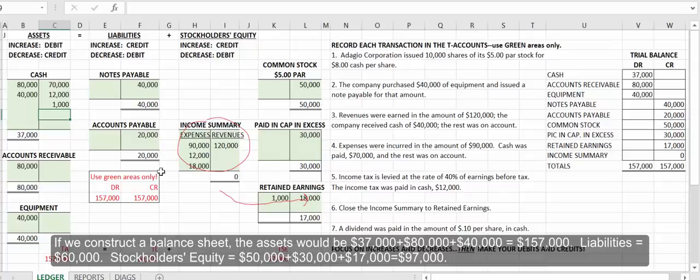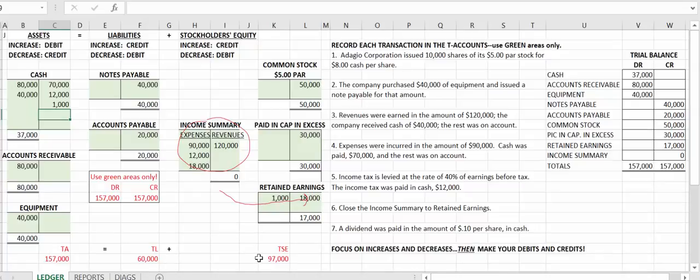Your notes payable and accounts payable add up to $60,000. And if you add the common stock, the paid-in capital in excess, plus the $17,000 of retained earnings, that'll give you your total stockholders' equity. And if you did a balance sheet, it would indeed balance. Assets equals liabilities plus owner's equity.